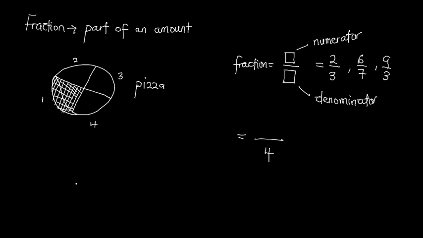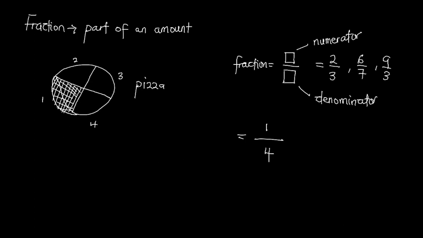Now if the question asks what is the fraction of the consumed part, or fraction of the amount consumed, it means that if you look at this 1, 2, 3, 4, I have consumed just 1 out of the 4. So the fraction of the consumed part is 1 over 4.